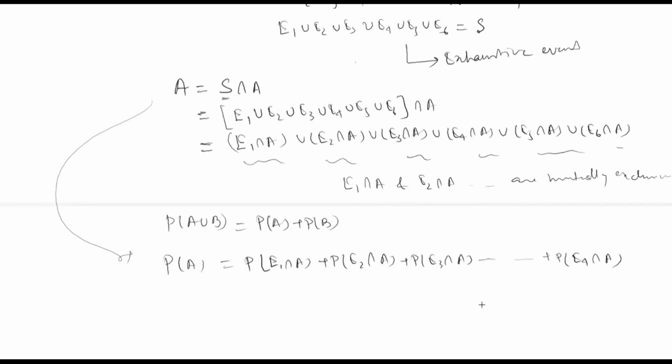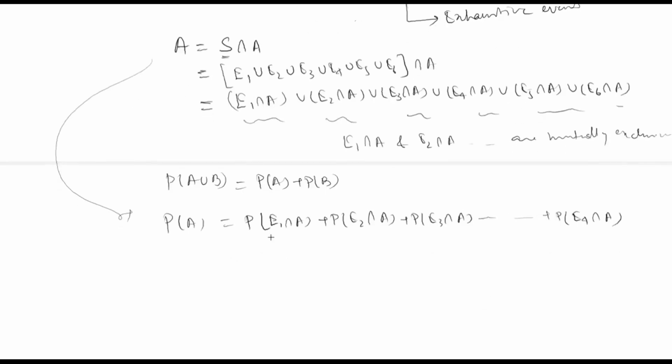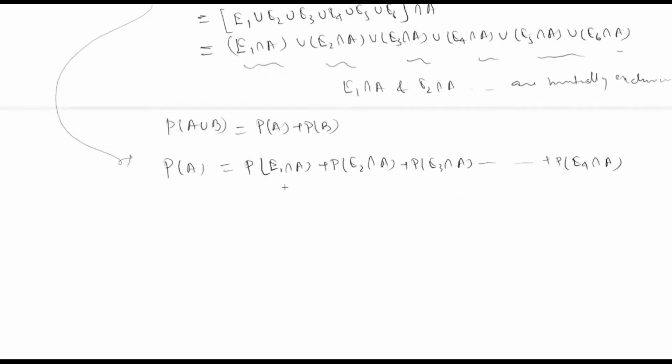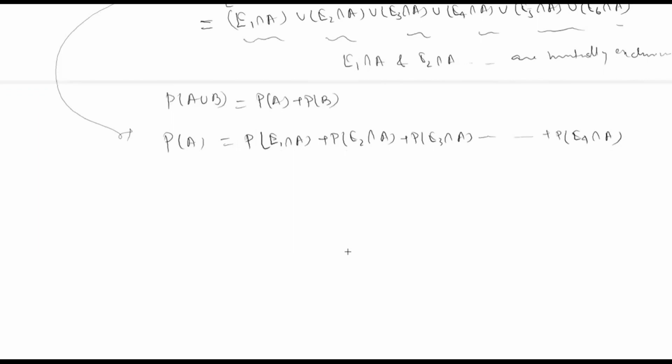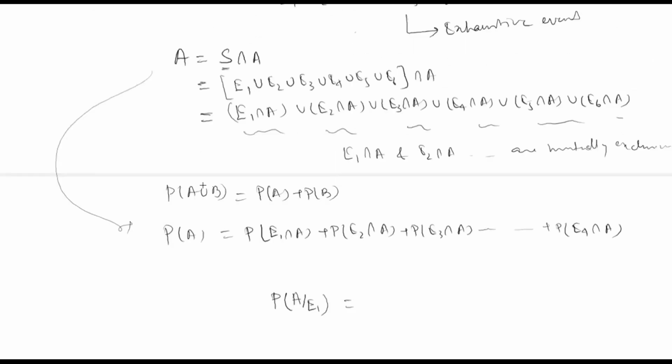Once we have reached here, I'm going to make use of what we call the multiplication theorem of probability. So let's focus on this. If two events A and B are mutually exclusive, then the P of A intersection B part is actually zero, right? So we remove that.